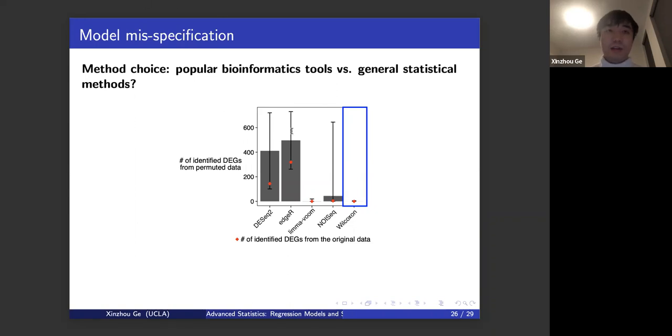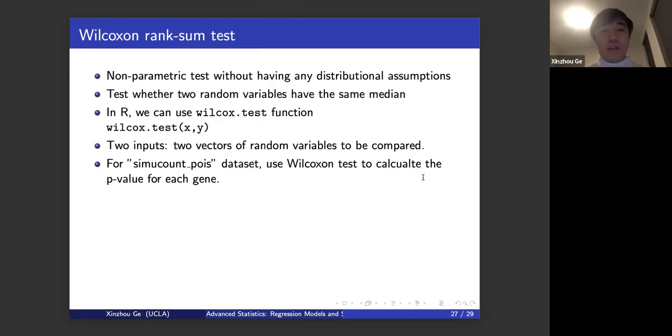For example, the Wilcoxon rank-sum test here. If you are not so familiar with this test, it is a non-parametric test, which means that it does not have any distributional assumptions. It will test whether two random variables have the same median. And in R, we can simply use this wilcox.test function to do the test.